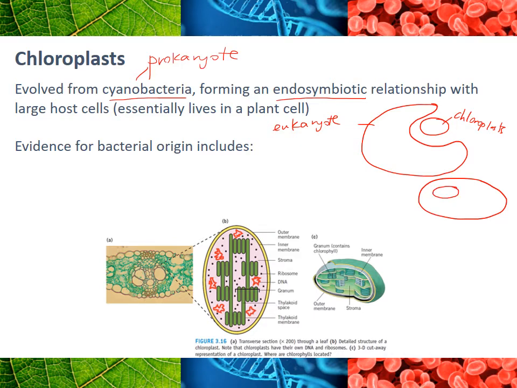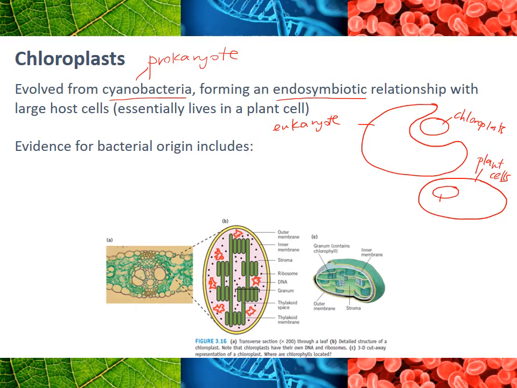And it's an endosymbiotic relationship because they benefit each other. The prokaryote is protected by the cell around it, and now the cell around it is able to produce its own energy source. And these were the early plant cells. Okay, so they would have evolved then to become the more complex plant cells that we know today.